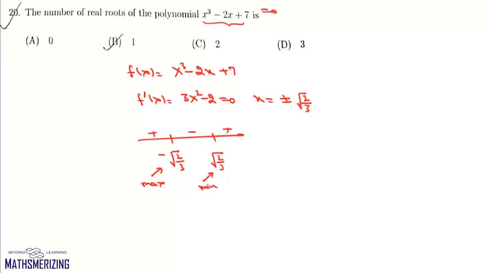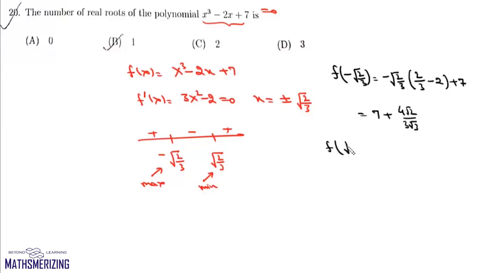Now we find the value of this function at minus root 2 by 3. So it will be minus root 2 by 3 times x square minus 2, and x square minus 2 will be 2 by 3 minus 2, and then plus 7. So this value will be 7 plus 4 root 2 upon 3 root 3. And in the same way, the value of f at root 2 by 3 will be 7 minus 4 root 2 upon 3 root 3.